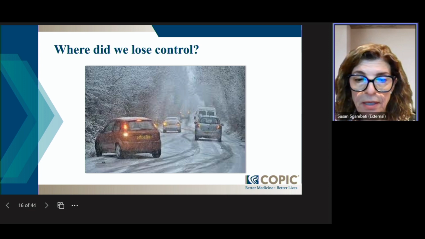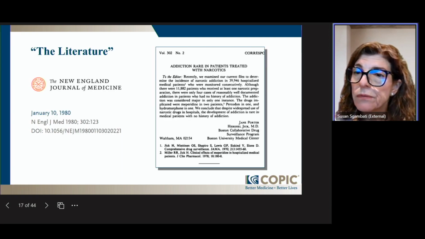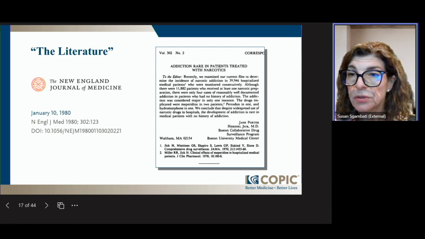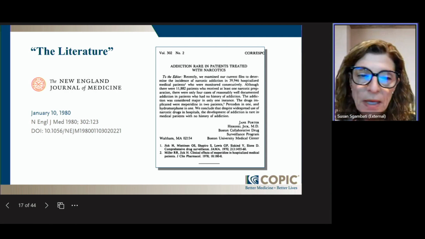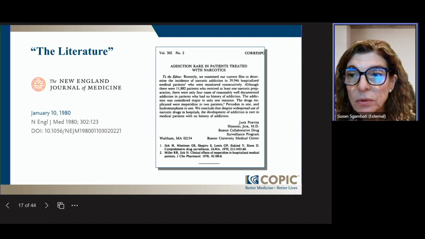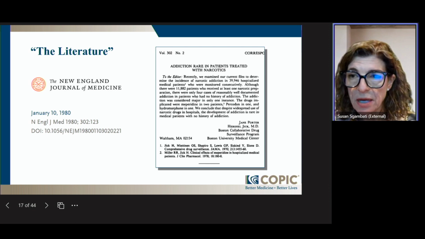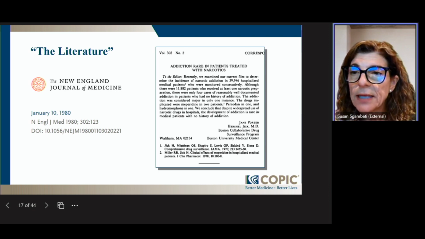So let's take a look at what we learned, okay? We were originally taught it's okay to prescribe opioids for legitimate pain, right? That was the term. We're surgeons, we create pain. So we're going to have to use opioids to manage our patients. This is, and I put quote marks, literature that was referred to. And this is just a letter to the editor in the famed New England Journal of Medicine from 1980.